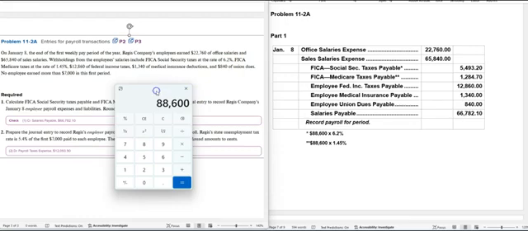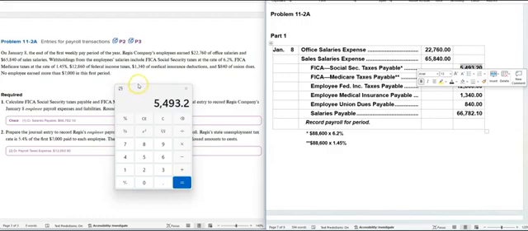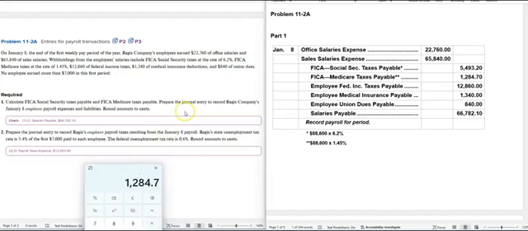So we are going to multiply 88.6 times 6.2%. That amount comes out to 5,493.20. We multiply that same amount, 88.6 times 0.0145 or 1.45%, to calculate the amount to withhold for Medicare, 1,284.70. So preparing the journal entry.